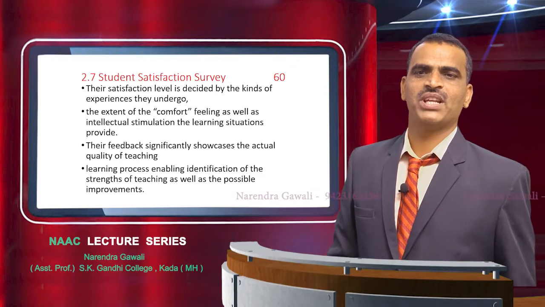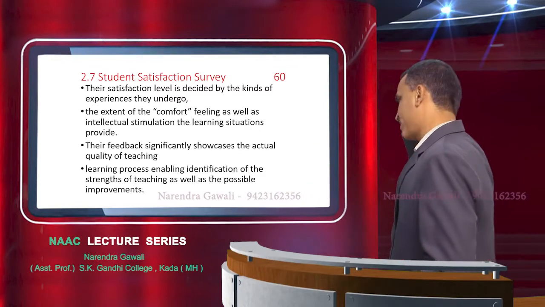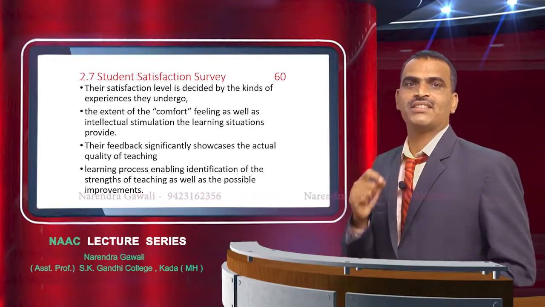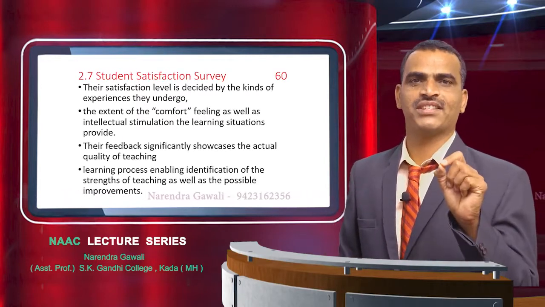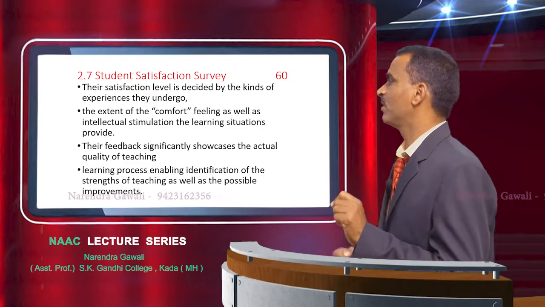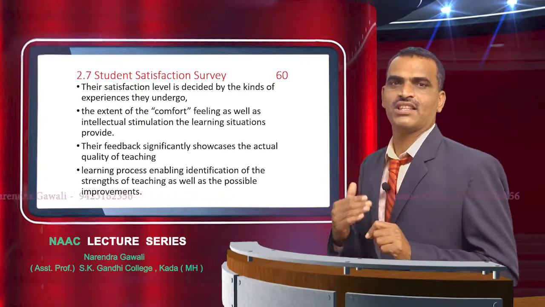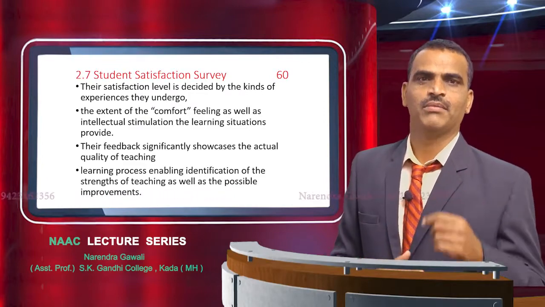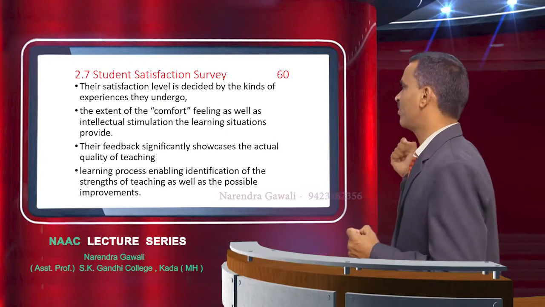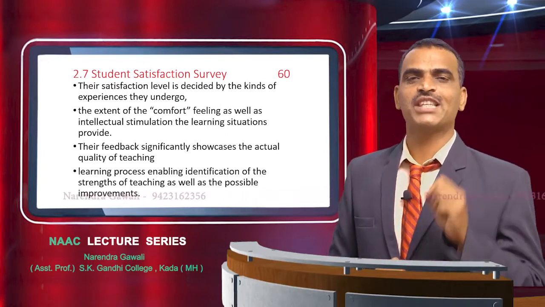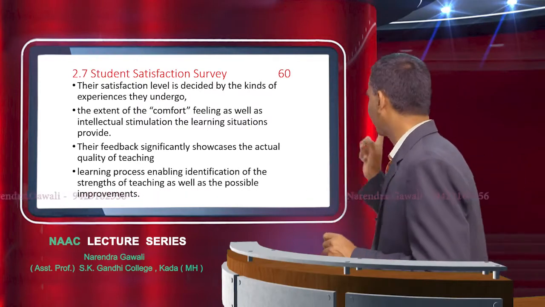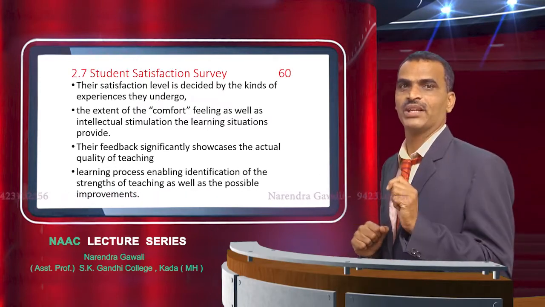And the last point in this, we have 2.7, student satisfaction survey, or we call it SSS. It is also very important. This revised system has increased the marks. We made it 60 now, 60 points. Their satisfaction level is decided by the kinds of experience they undergo. It is what? Student satisfaction survey.